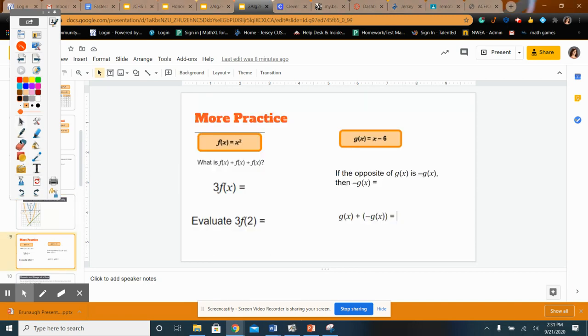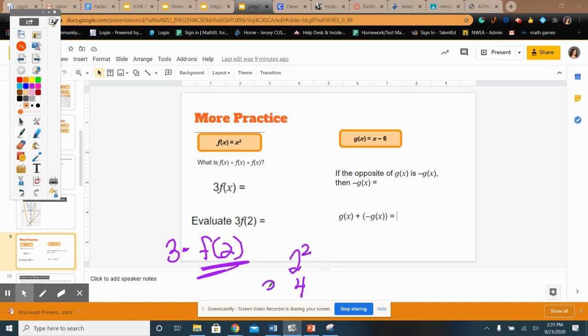More practice. What if you take f of x plus f of x plus f of x? Well, that would be x squared plus x squared plus x squared, which would be 3x squared. That is the exact same thing as 3 times f of x. It's called scalar multiplication. You're taking 3 times x squared, and you also get 3x squared. What if I wanted 3 times f of 2? Well, find f of 2, go to function f, take out the x and plug in a 2. That would be 2 squared, which is 4. 3 times 4 would be 12.